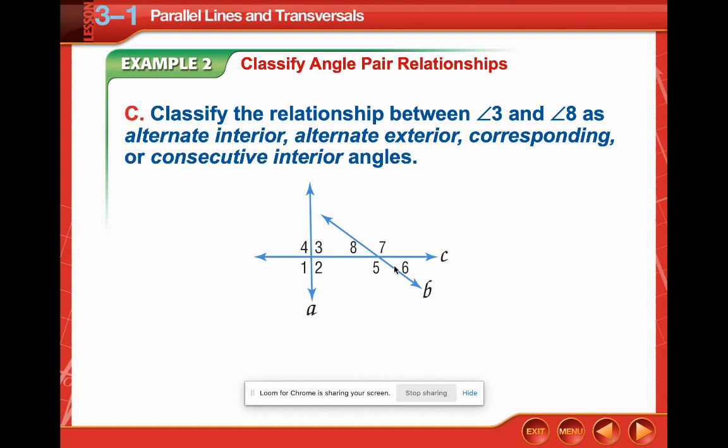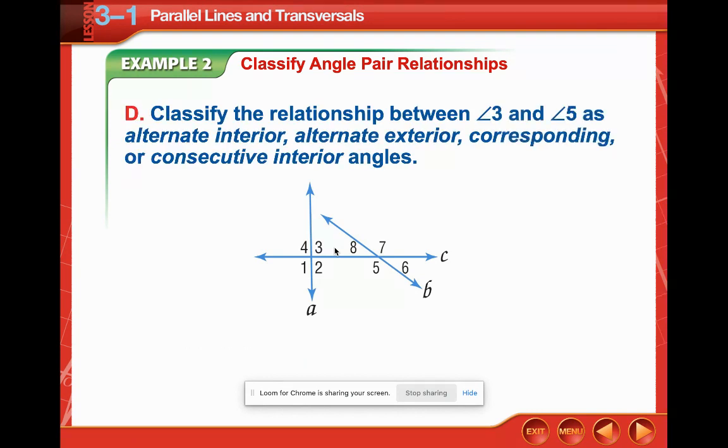Classify the relationship between angle 3 and angle 8 as alternate interior, alternate exterior, corresponding, or consecutive interior angles. So 3 and 8, they both appear to be interior, but they're not alternate. They're on the same side. They're not exterior, they're interior. They're not corresponding because they're both interior angles, and they are consecutive interior angles, right next to each other.